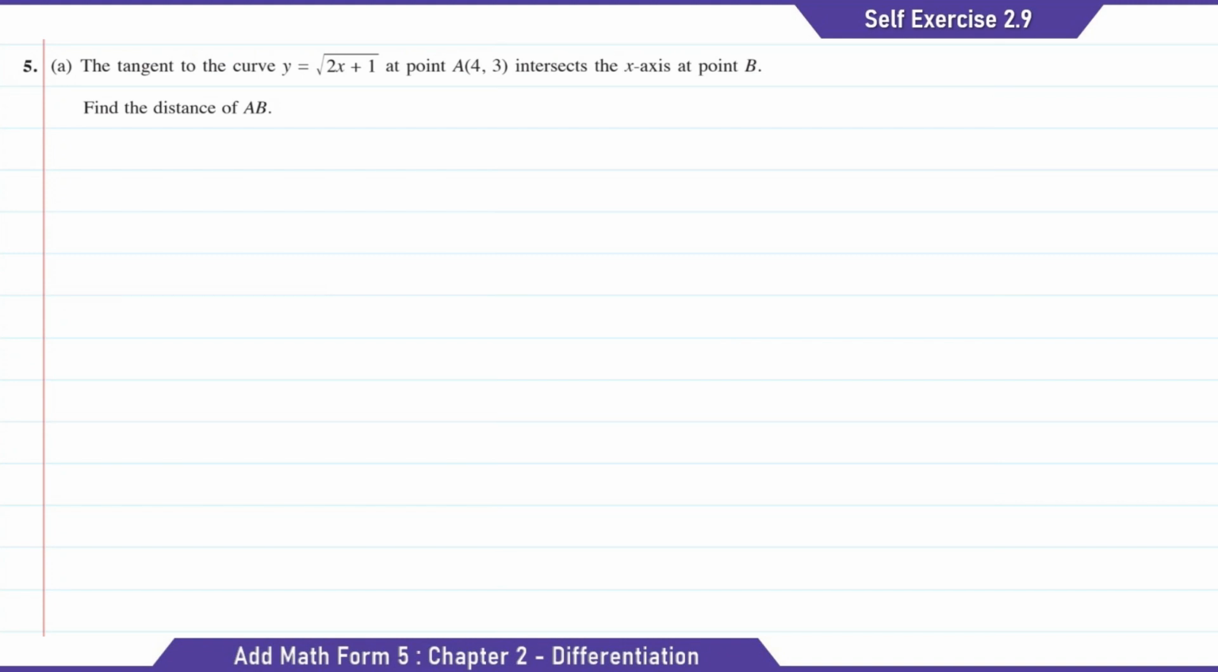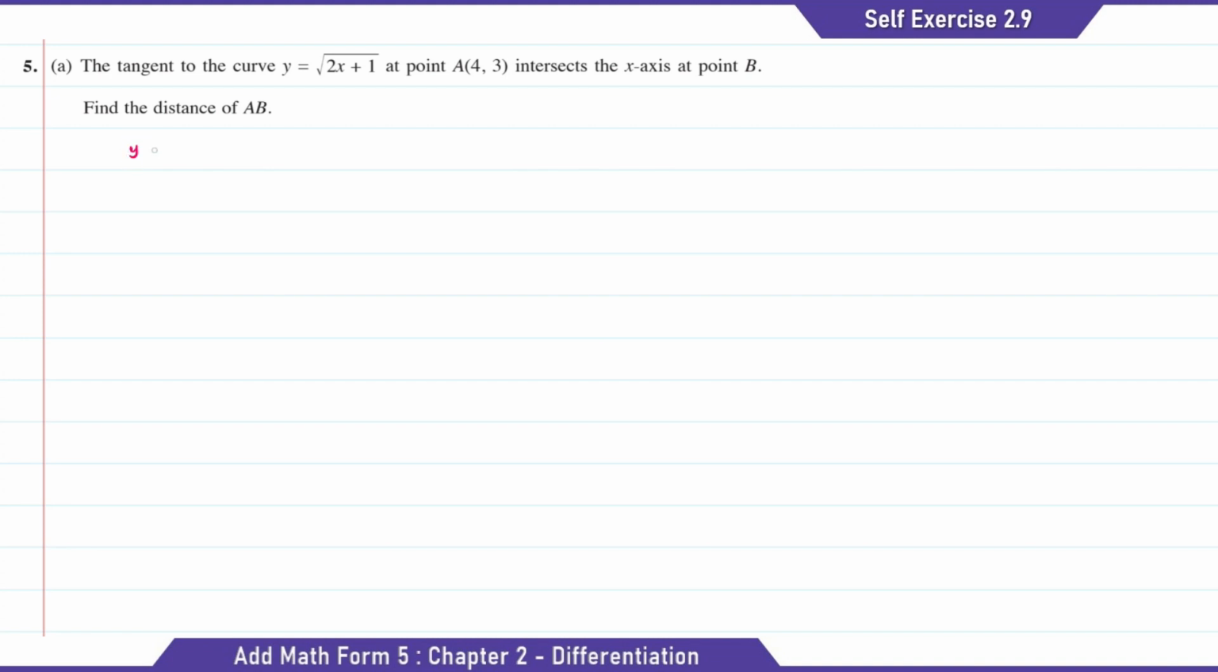Question 5a. The tangent to the curve y equals square root of 2x plus 1 at point A (4, 3) intersects the x-axis at point B. Find the distance of AB. So first we're going to find the equation of the tangent.